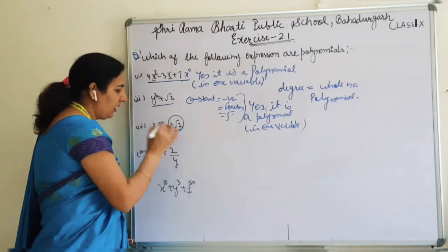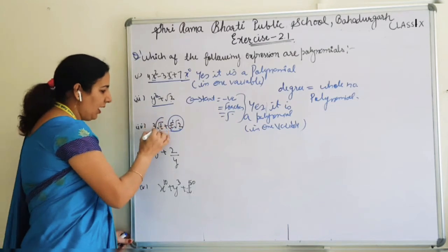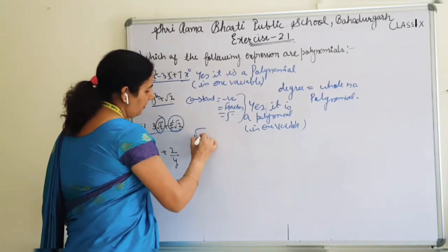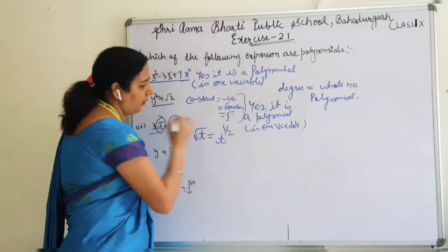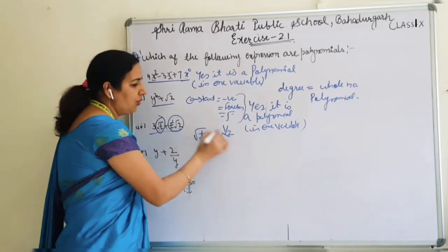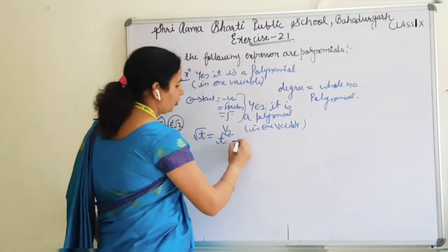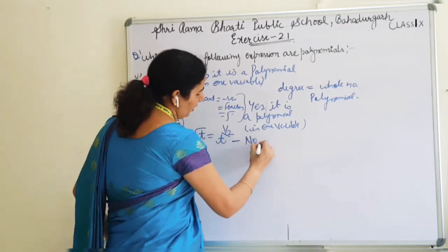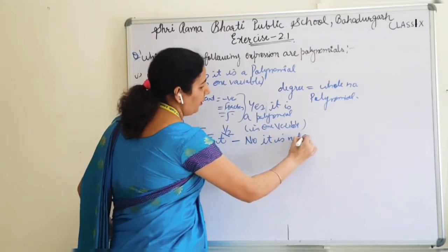Third part is 3 under root t plus t under root 2. Here I don't have any problem because t is having the power 1. But here, under root t: what is the meaning of under root t? Under root t means t power 1 upon 2, and 1 upon 2 is not a whole number. It is a rational number. So no, it is not a polynomial.